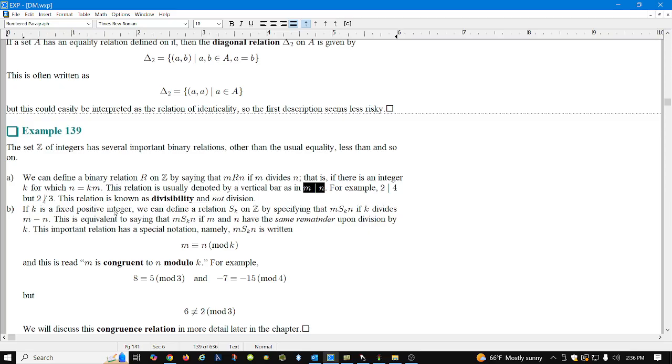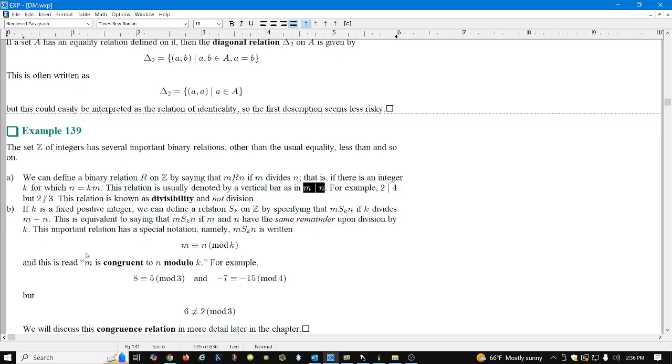If k is a fixed positive integer, we can define a relation S sub k, so it depends on k, by specifying that m is related to n if k divides the difference, m minus n, or n minus m. It would amount to the same thing. Another way to say this is m is related to n if m and n have the same remainder upon division by k.